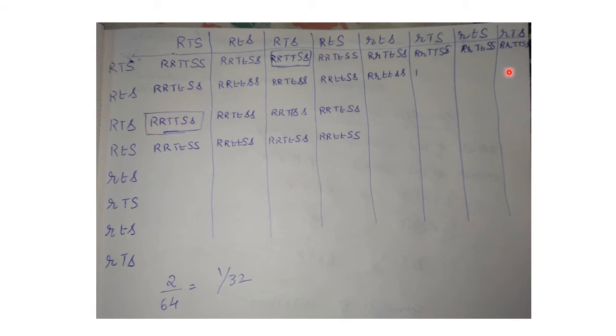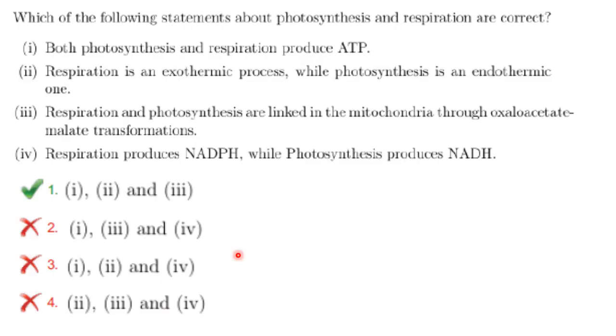So by the end of this Punnett square, if you write everything, you will see that there are 8 gametes from each parent. So 8 into 8 will be 64. So in total there will be 64 offspring. Out of them 2 will be capital R, capital R, capital T, capital T, capital S, small s. So 2 by 64, that is 1 by 32.